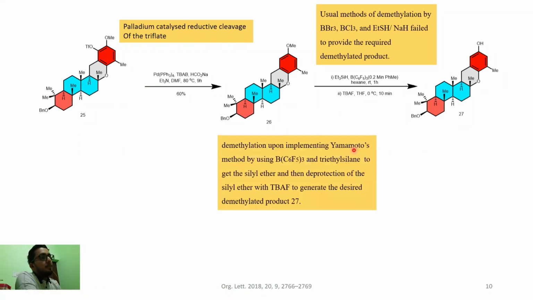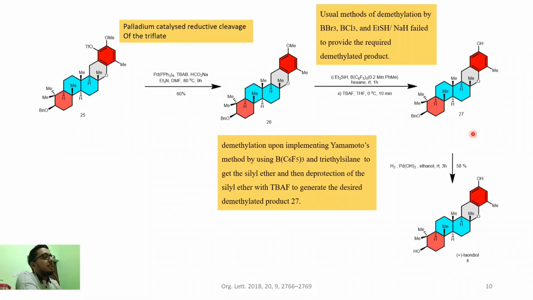So we came up with Yamamoto's method. Demethylation was achieved by implementing Yamamoto's method, using this boron compound and triethylsilane to get the silyl ether. So first of all, in the first step, this particular boron compound and triethylsilane change this methoxy into silyl ether, and then we deprotect the silyl ether with TBAF to generate the desired demethylated product 27. Now for this molecule 27, the last step is to deprotect this OBn group, we have to change this OBn into OH, and we use simply H2, Pd/C in ethanol, and this is how we synthesize our molecule Taondiol.